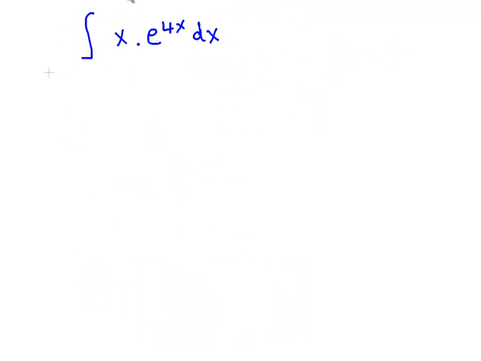So let's look at another one here. This one's very similar, but rather than e to the x, we have e to the 4x. So we're using the LIPET rule the same way.